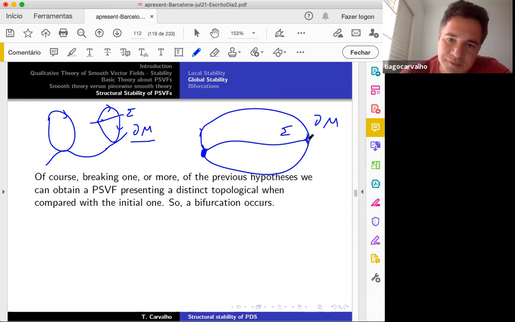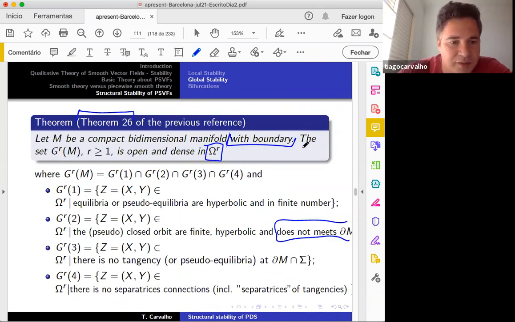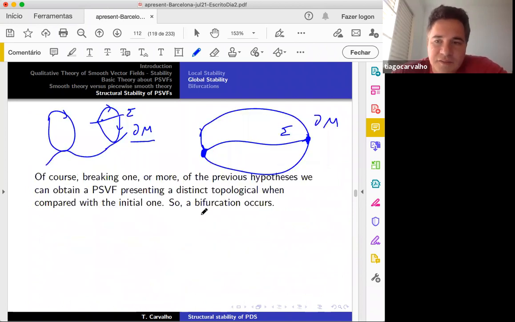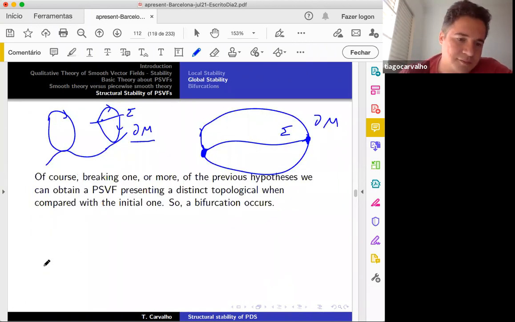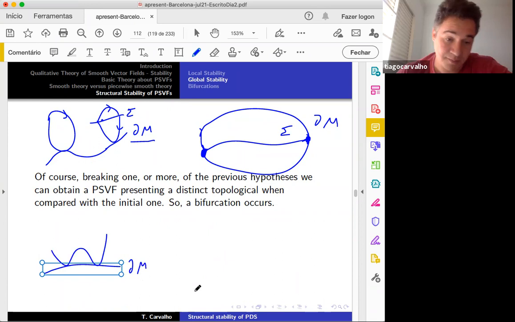And we are not permitting the existence of equilibria at this intersection point. The G^r_4 set is the set of piecewise smooth vector fields such that there is no separatrix connection. Here I'm including separatrices of tangences with the boundary of M.